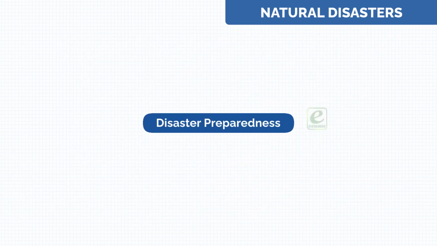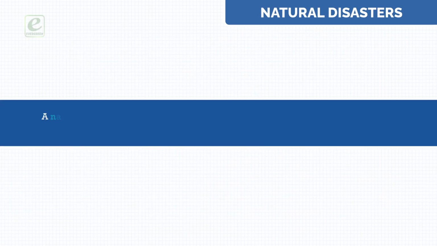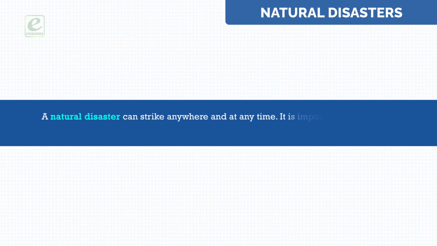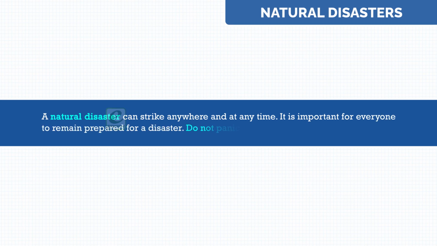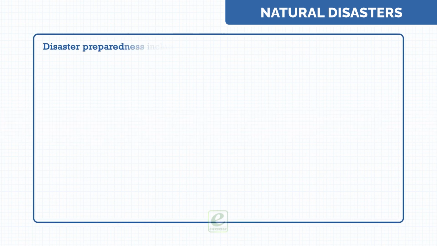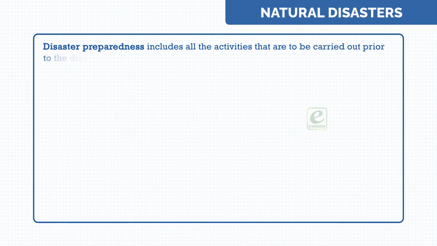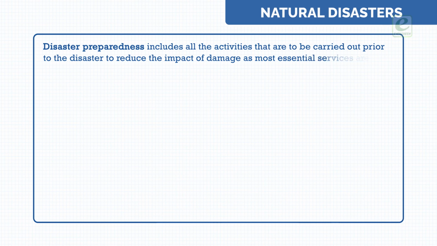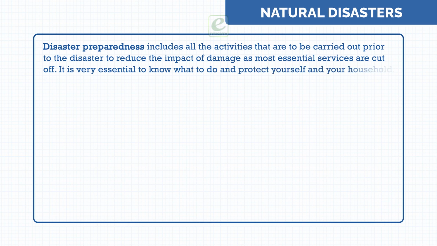Disaster preparedness. A natural disaster can strike anywhere and at any time. It is important for everyone to remain prepared for a disaster. Do not panic or cry. Disaster preparedness includes all the activities that are to be carried out prior to the disaster to reduce the impact of damage, as most essential services are cut off. It is very essential to know what to do and protect yourself and your household.